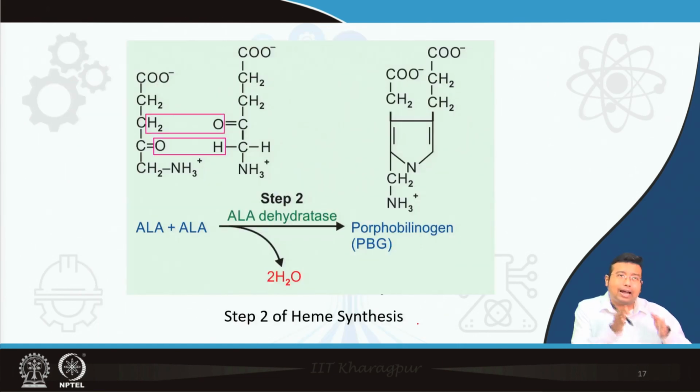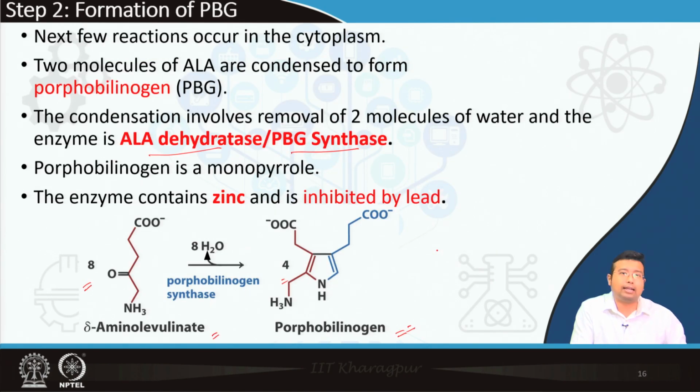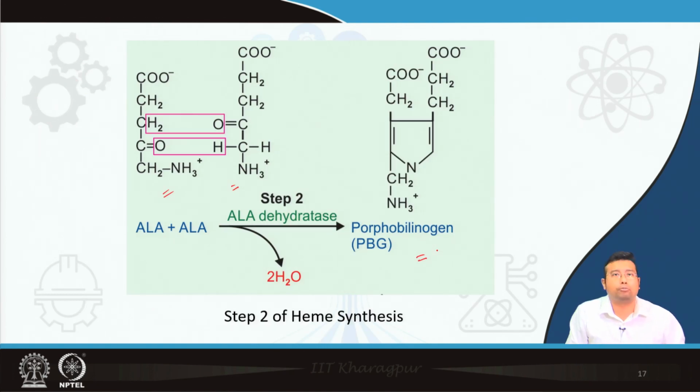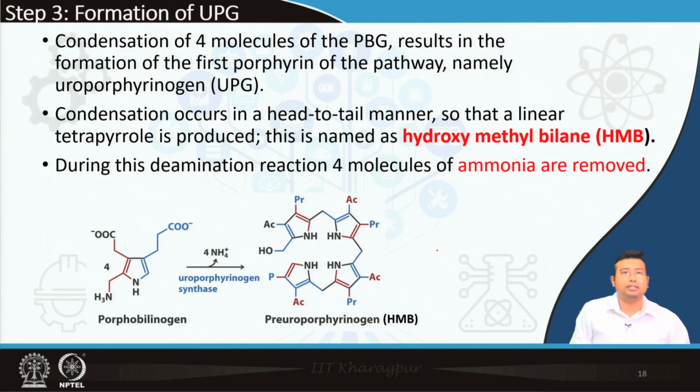So, actually at one reaction level 2 molecules of ALA are combining, 1 molecule of water is lost and porphobilinogen is formed, but in reality 8 molecules of ALA are forming 4 molecules of porphobilinogen. This is the step 3. So, what happens after formation of porphobilinogen? 4 molecules of porphobilinogen result in the formation of the first porphyrin of the pathway, that is uroporphyrinogen.